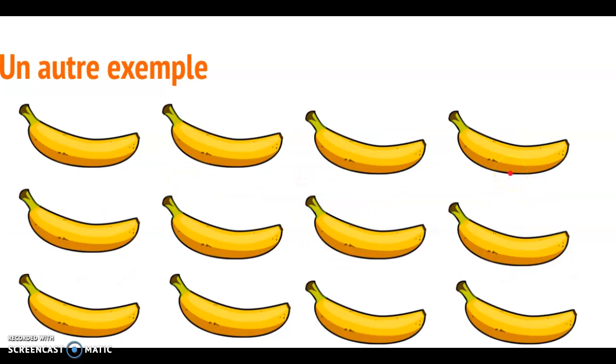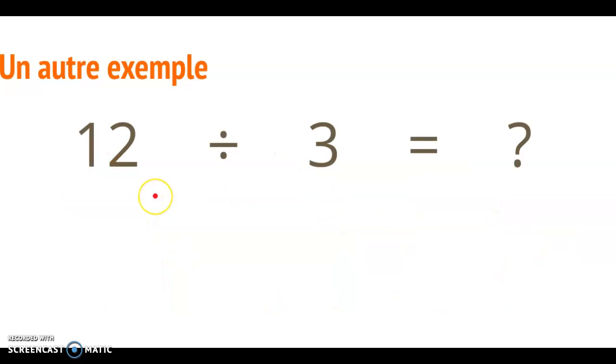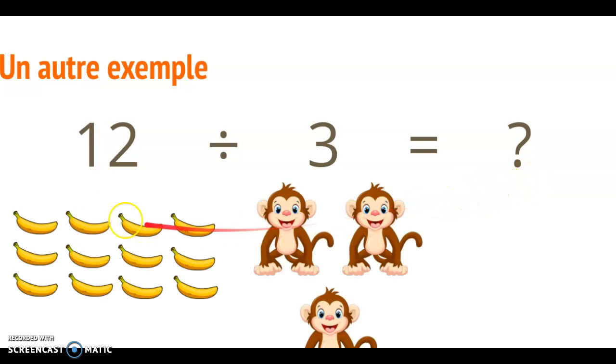Let's look at another example, but this time with bananas. So here we have 12 bananas, and we want to share the bananas amongst 3 monkeys. So the division we're about to do is 12 divided by 3 equals something. Because we have 12 bananas in total, and we have 3 monkeys to share them with, and so we want to know how many bananas each monkey is going to get.